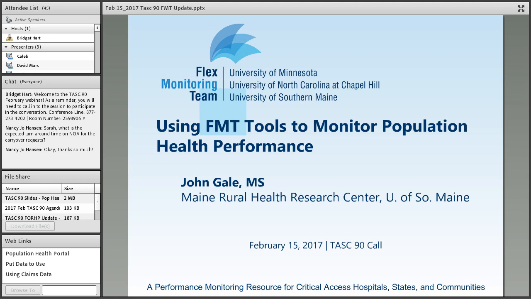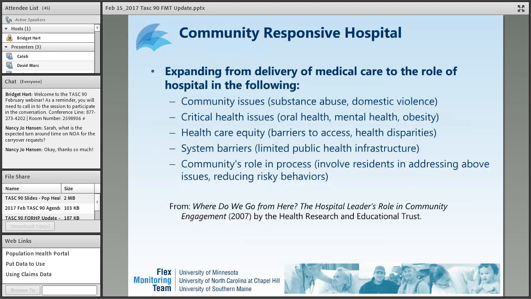Now I'm going to jump in very quickly and not spend too much time, because I know there's a lot to do today, on some tools that we've developed to monitor population health performance. I won't spend a lot of time on population health because I think many of you have seen some of the slides and presentations we've done, and have a pretty good handle on it. So the real question then becomes how we measure it.